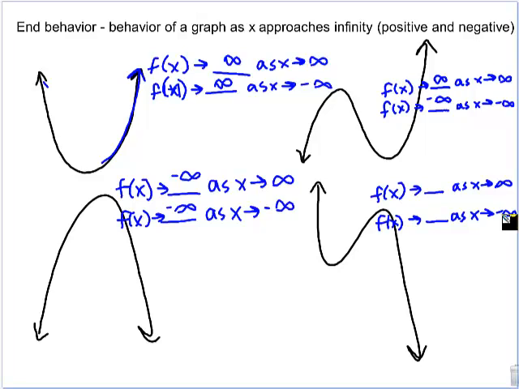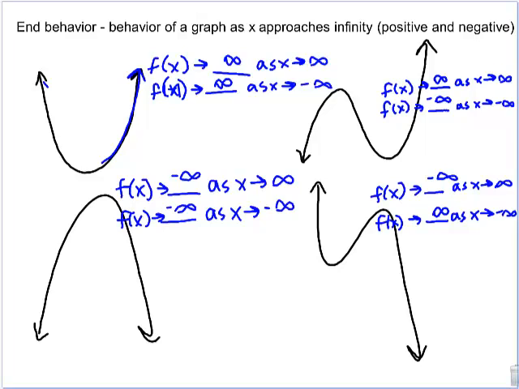As x goes to positive infinity here, where's the end of our graph going? Negative, so we'll fill this in with a negative infinity. And as x goes to negative infinity, the left-hand side of the graph, where are we going? Positive infinity. Okay, so that's how we describe end behavior. That format is the standard way it's described.